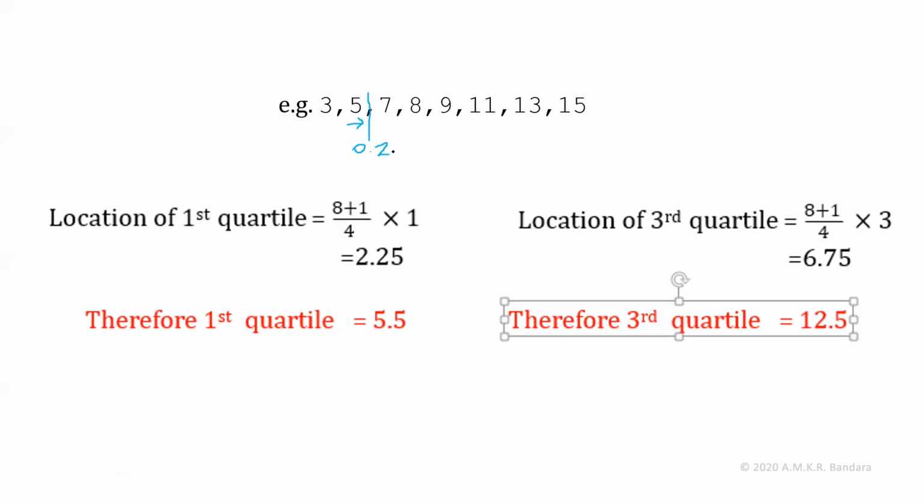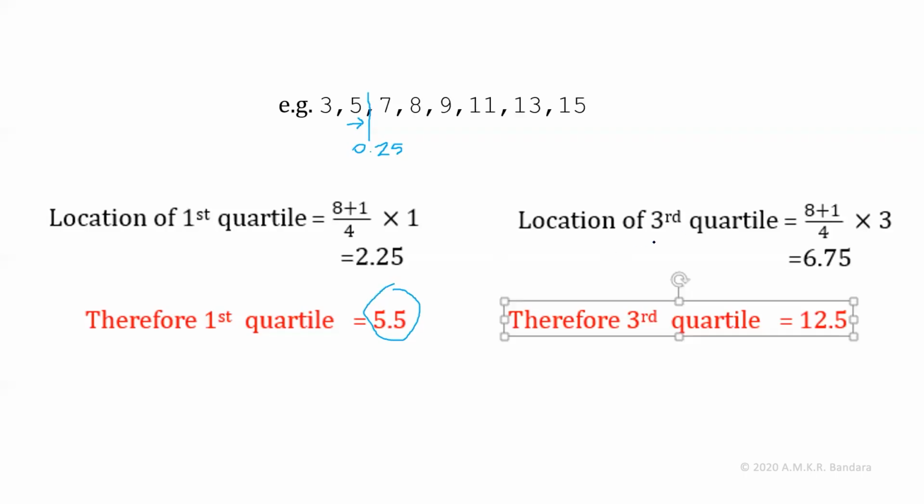So it will be 5.5 because here we have 5. When we go 1 unit, there 2 units will be changed. Then when we go 0.5 unit, there will be 0.5 unit change. 0.25, 0.5 unit. So 5.5 is the first quartile.